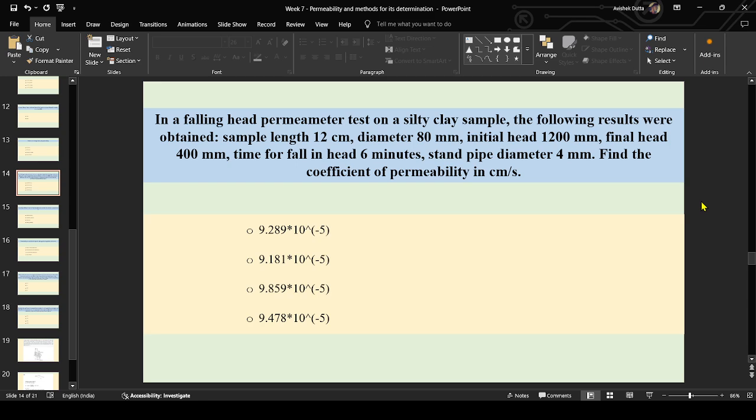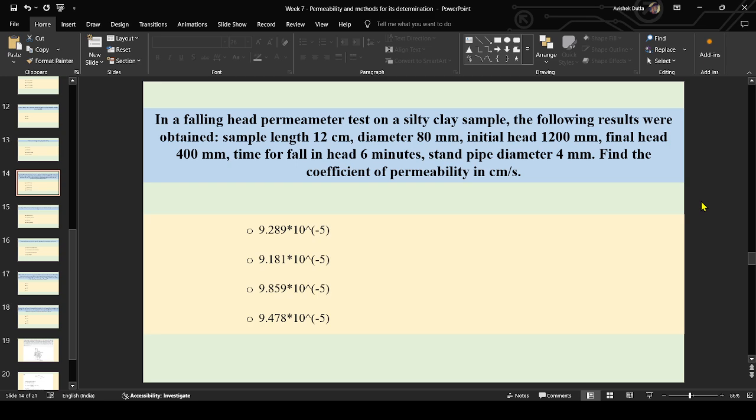Initial head is 1200 millimeter. Final head is 400 millimeter. Time for the fall in head is 6 minutes, and the diameter of the standpipe is 4 millimeter. So in this scenario, what will be the coefficient of permeability in centimeter per second?